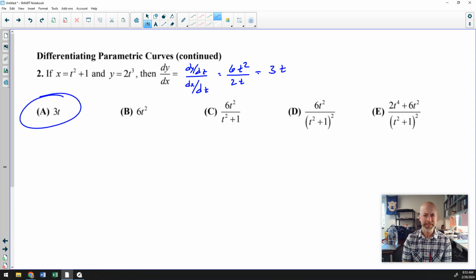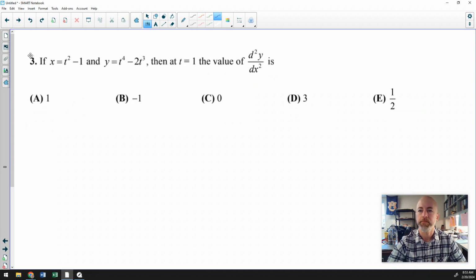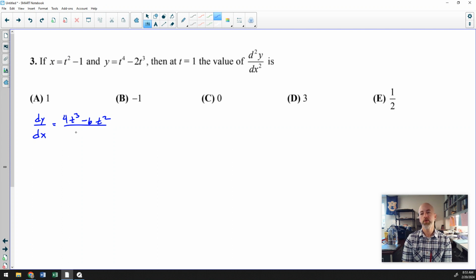Isn't that nice? Very clean, very clean. But then we have the second derivative of a parametric curve, and I am asking at a very specific point, t equals 1. So let's see how this happens. Unsurprisingly, to get to the second derivative, we will first have to find the first derivative. So dy/dx would be the derivative of your y expression, which is 4t cubed minus 6t squared, divided by the derivative of your x expression, which is 2t. So there's my dy/dx.